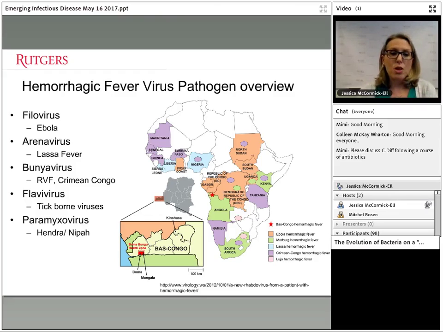when infected with those kinds of viruses. So in terms of the viruses in these families, you have the filovirus family, which is Ebola and Marburg; arenaviruses, which include Lassa fever; bunyaviruses, which include Crimean-Congo and Rift Valley fever; flaviviruses, which are the tick-borne viruses, and this includes dengue; and paramyxoviruses, which are Hendra and Nipah. And so all of these viruses are very common in their geographical origin, none of which, though, are found in the United States. We do have things like hantavirus that are found in the Southwest area, though.